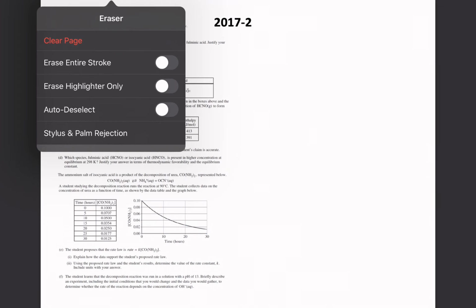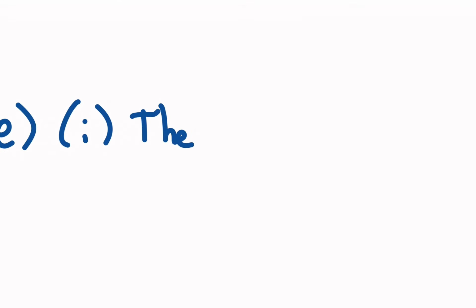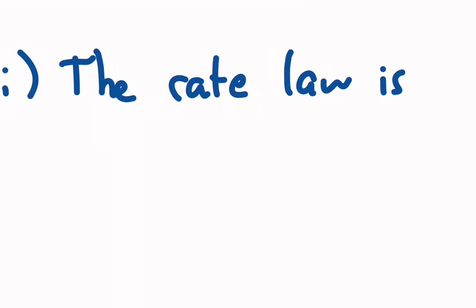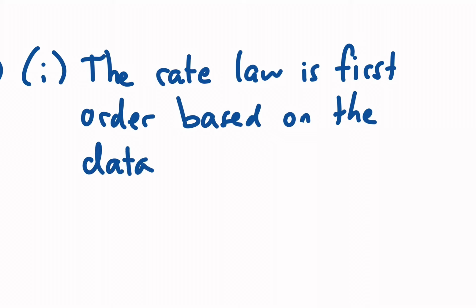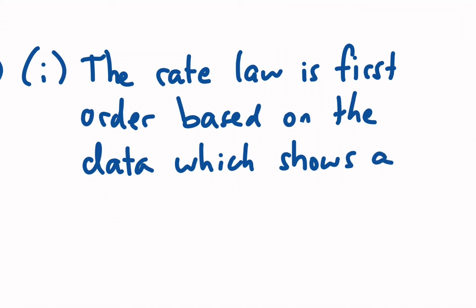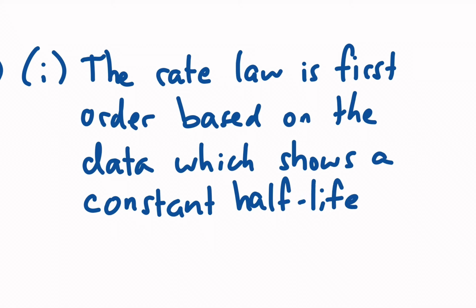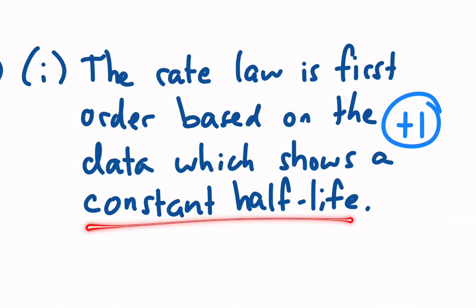So let's make some room and write the answer to part E1. So E1. The rate law is first order based on the data which shows a constant half-life. And that's really it. This is a one-pointer. It's very common that the AP wants us to know that a constant half-life is always true for first order. I probably could have written this even faster. Let's go on to the next one.